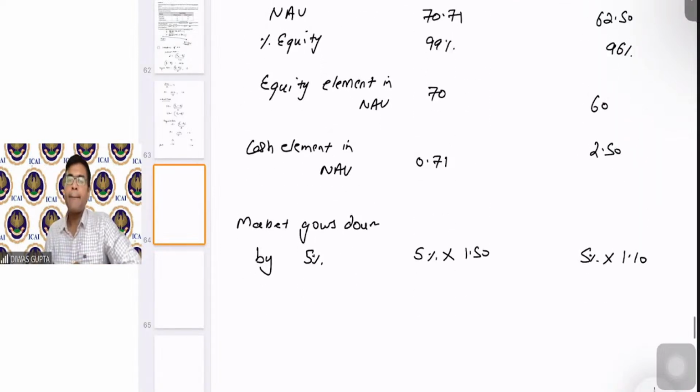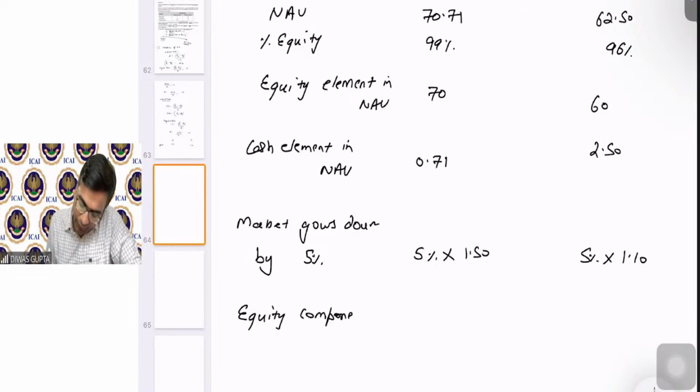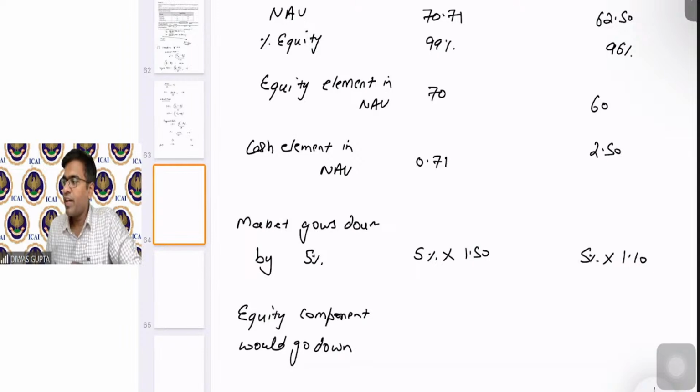Okay, students? So the equity component would go down by 5% into 1.5, which is 7.5%. And here it will be 5.5%.